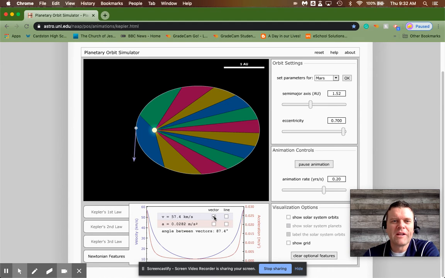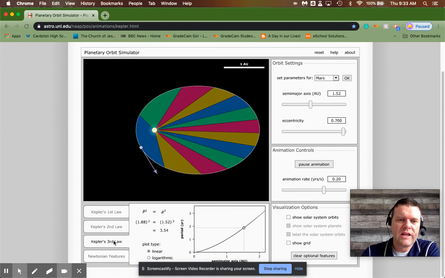I can show it. There it is. That's what I wanted you to see. So there's the velocity of the orbiting body. Watch how it increases, of course, as it gets closer to the sun. But it's a centripetal velocity, so it's tangential to the curvature of the orbit. Excellent. So that leads us then to Kepler's third law.